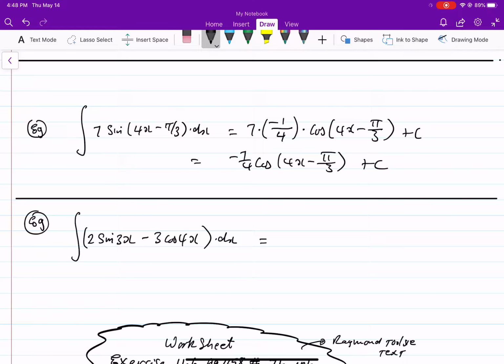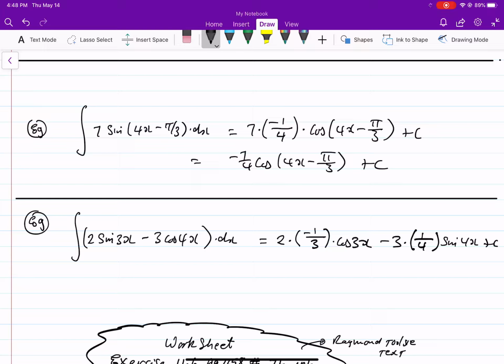So this gives me 2 times, the first part is in the form sine of f of x, where f of x is linear. So that would give me minus 1 upon f prime, minus 1 upon 3 times the cos of 3x. And then write the minus 3, which is the constant in front of the cos 4x. Cos 4x is in the form cos of f of x, where f of x is linear. So that will be a positive 1 upon f prime, 1 upon 4 times the sine of 4x plus my arbitrary constant c.